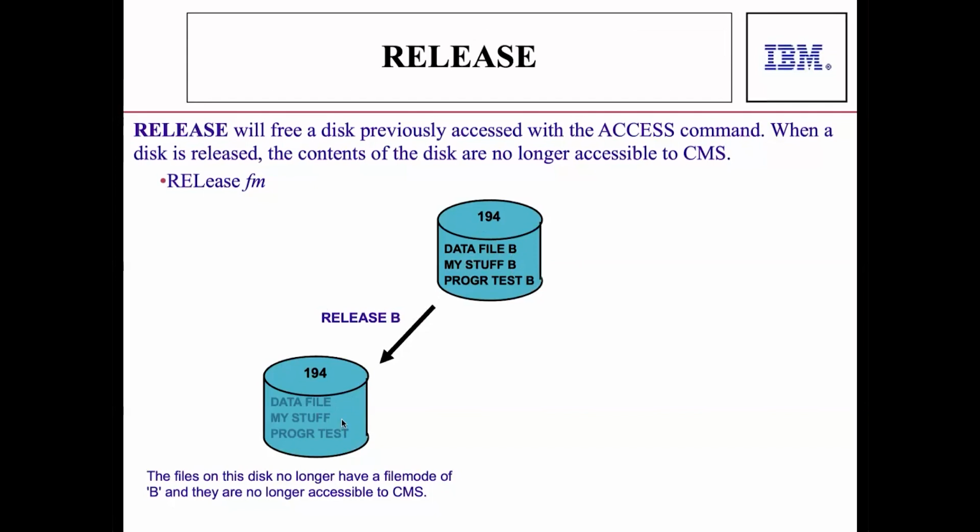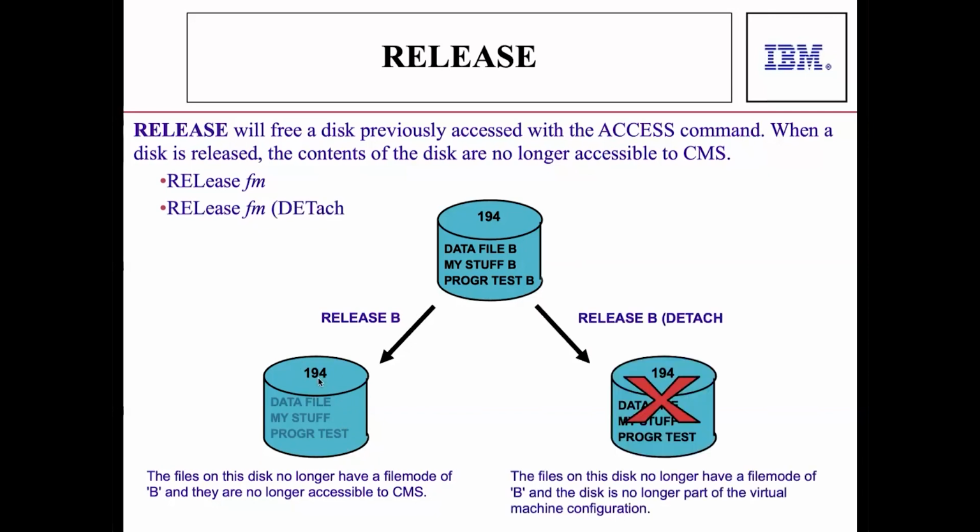I can no longer work with them directly, like edit them in CMS, because I've released the disk. But the disk is still there, right? I could type in ACCESS 194 as B, and I could work with those files again. There's another option on the RELEASE command: open paren DETACH.